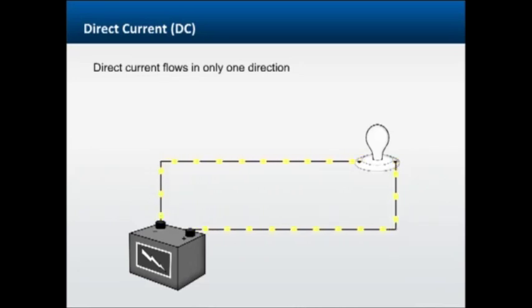As you can see, the electrons leave the battery and flow through a wire to a light bulb. After they flow through the bulb, the electrons flow back to the battery in a continuous loop. So you can see that in this example of direct current, the electrons are flowing in one direction only.